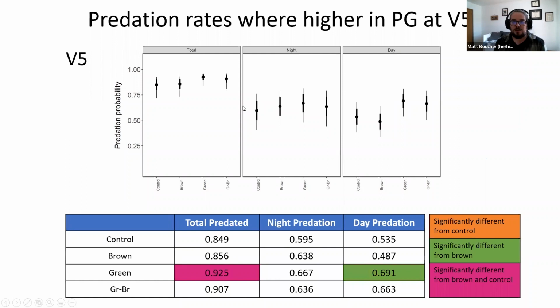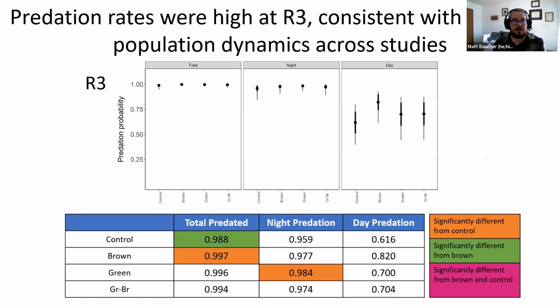And then R3, oh, I just had two in there. Excuse me. Apologies for that.